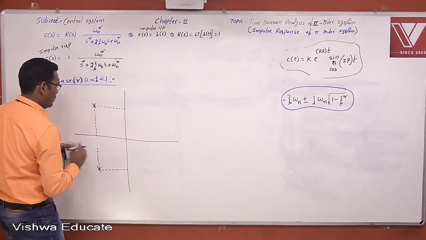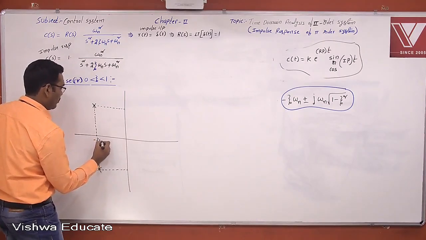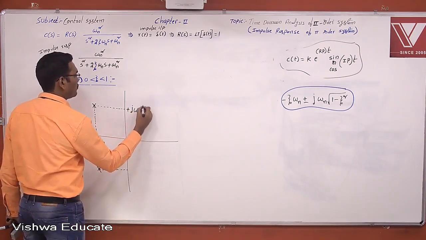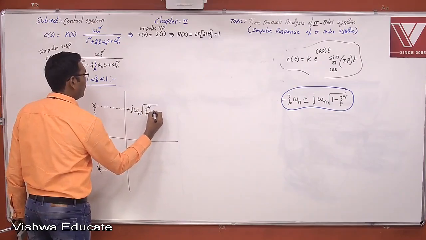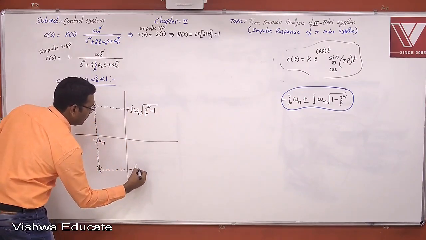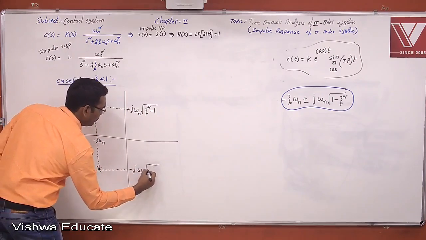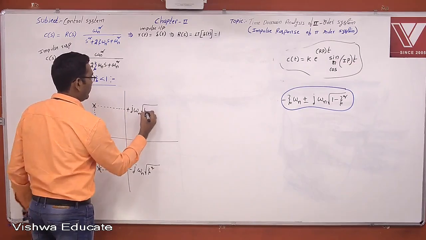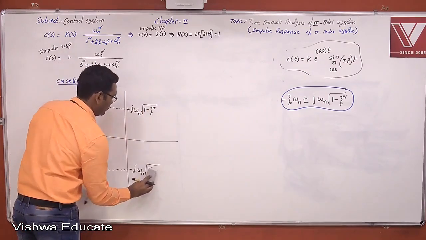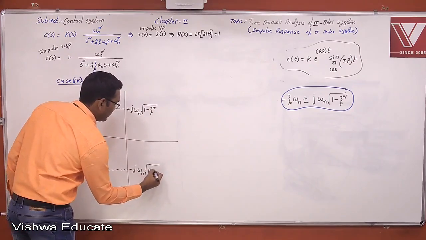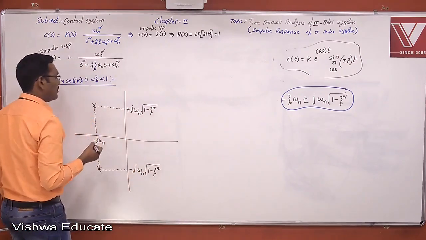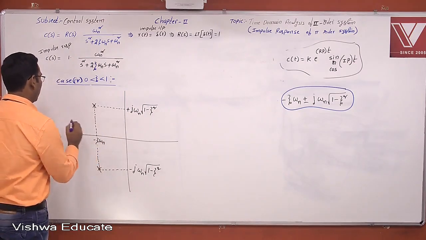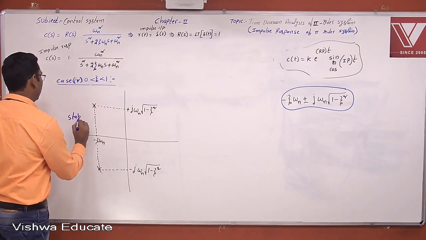Therefore this is minus zeta omega n, plus j into omega n into square root of 1 minus zeta square, and minus j omega n square root of 1 minus zeta square, because zeta is less than 1. Now these are the poles location, but the poles lie on the left hand side of the S plane. Now without second thought, the system is stable.